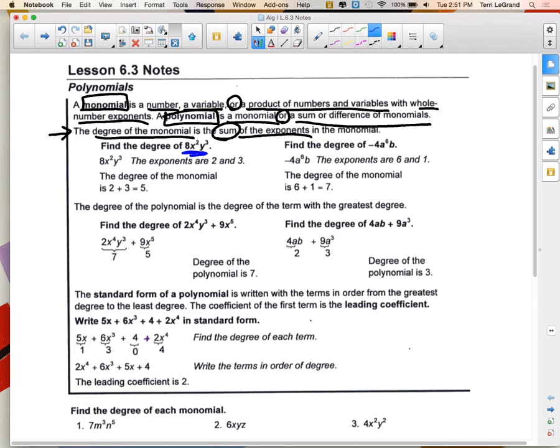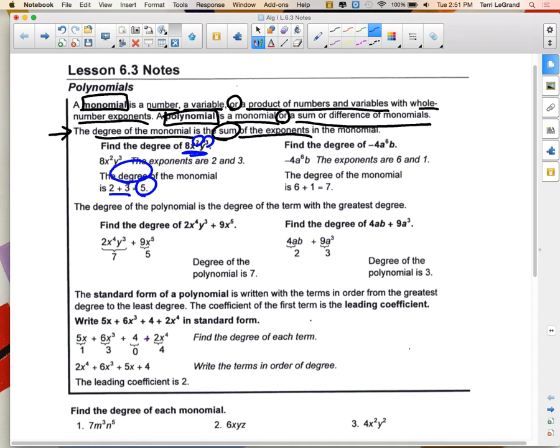Here's the monomial right here, 8x squared y cubed. Is there any addition or subtraction going on in that? No. That's the product of a number 8 and some variables, some x's and some y's, isn't it? There's no addition or subtraction going on. There's one monomial term here. Well, if this is a monomial, then what we do is we look at the exponents. So we have an exponent of 2, we have an exponent of 3. We add those together, and we say the degree of this one is 5. This monomial has degree 5.